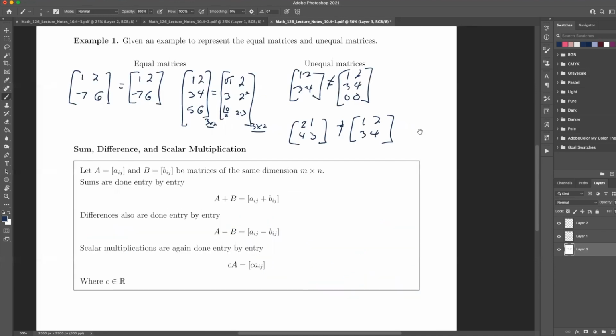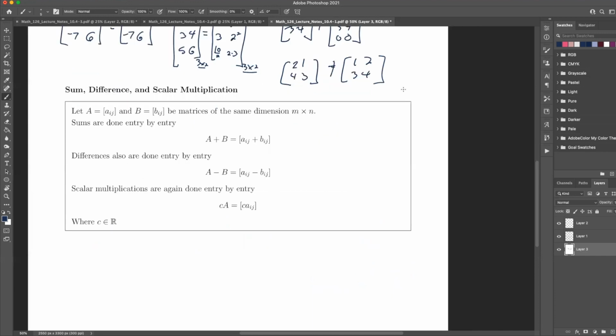All right, so sum, difference, and multiplication. Right, so let's talk about this. So let A be a matrix. And this is how you say let A be a matrix. You just put a little bracket, say Aij, of the same dimension. So A and B are some matrices of the same size. Sums are done entry by entry. So if I let A plus B, that means I just add them up entry by entry. Differences are done entry by entry.